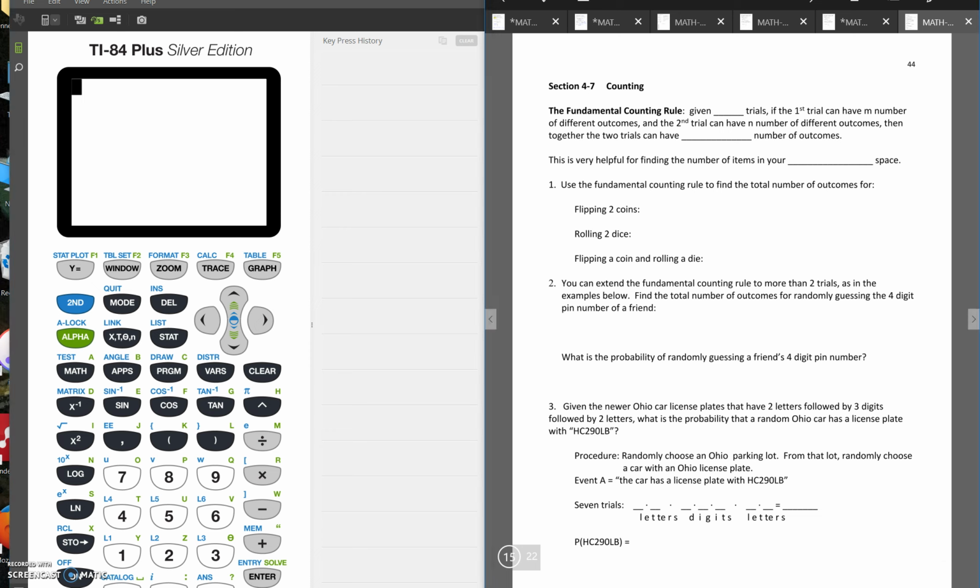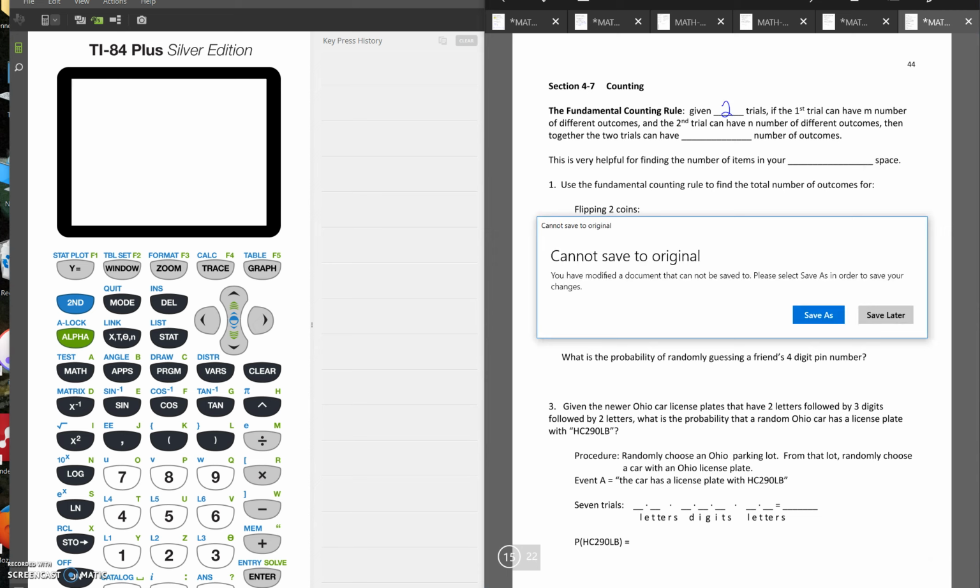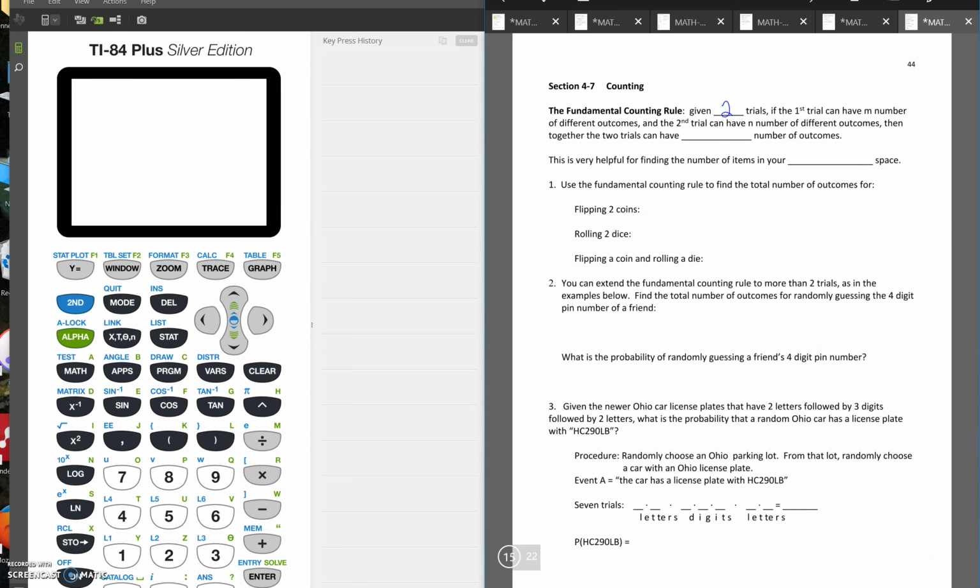So given two trials, if the first trial can have m outcomes, and the second trial can have n outcomes, then the two trials together can have m times n. So you multiply the number of different outcomes per trial. Like I said, this is very helpful in finding the number of items in your sample space. So we're going to use some examples.